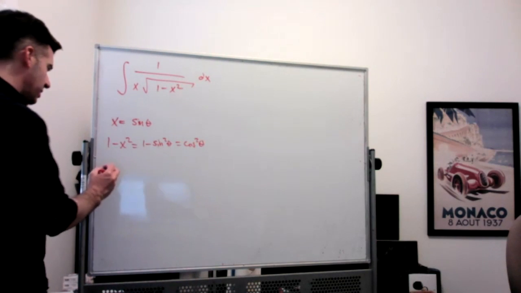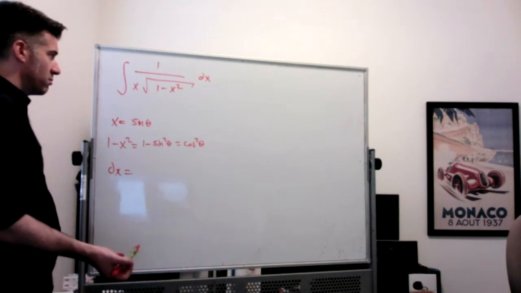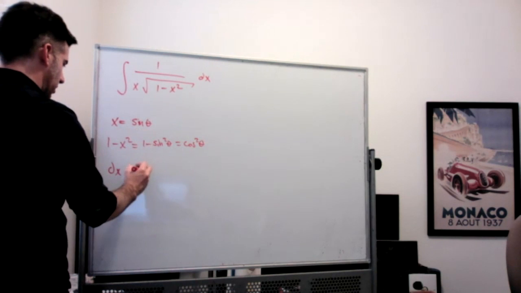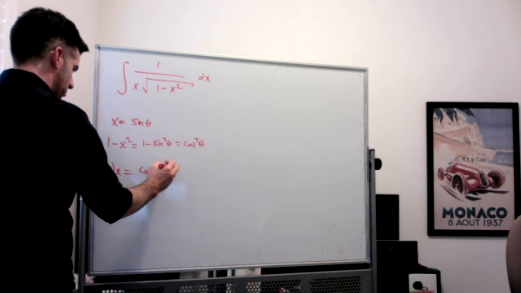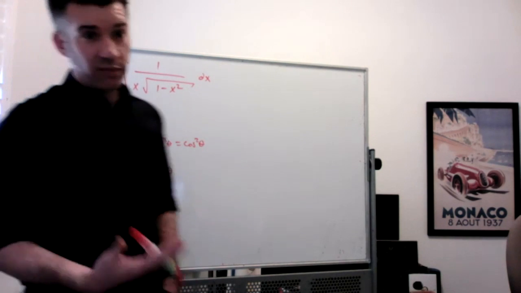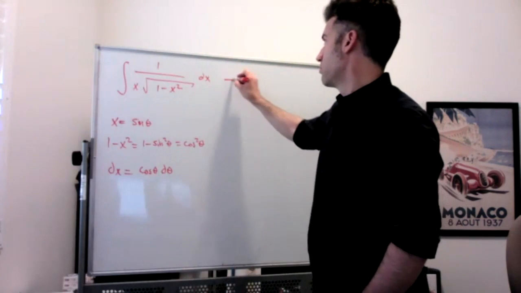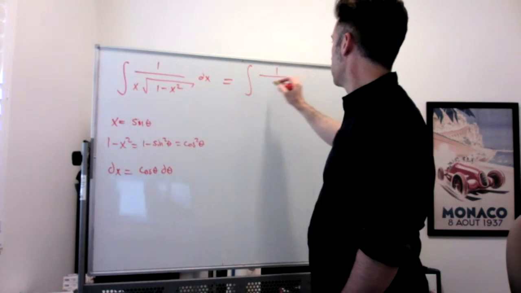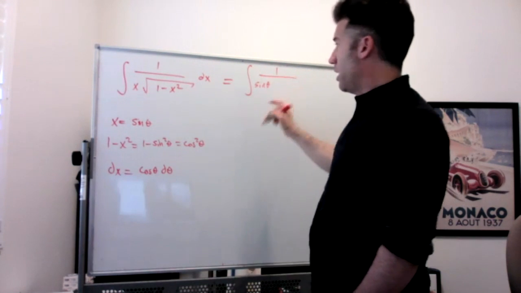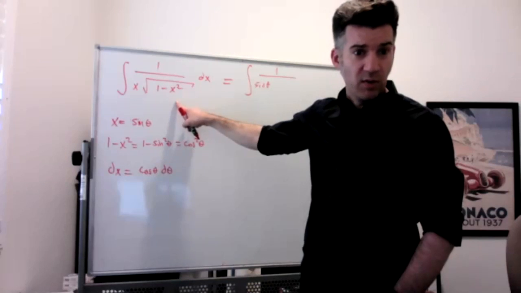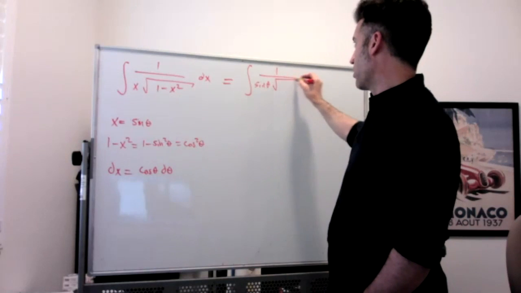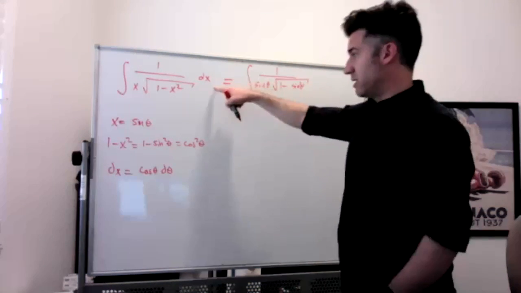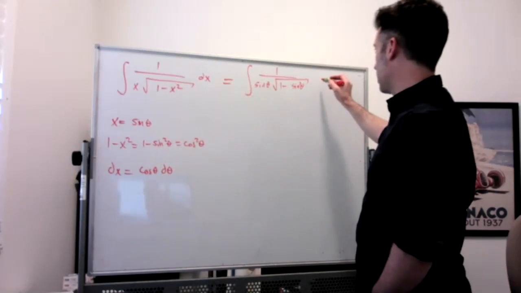And then what's my dx going to be? Well, the derivative of sine is cosine. So now I'm going to start replacing everything. I get 1 over sine. I think it's worth writing it in here, even though we know what it's supposed to equal. So I get times the square root of 1 minus sine squared theta. And then I've got dx, which is cosine theta d theta.